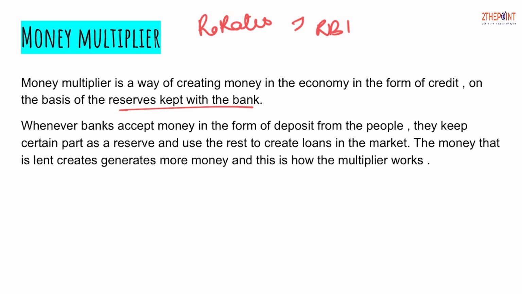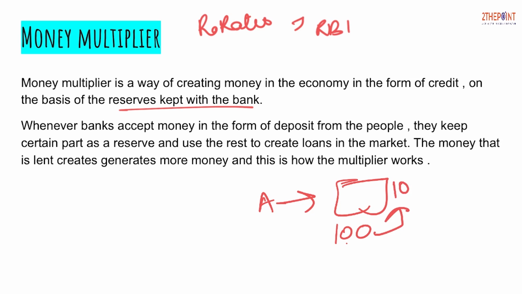For example, let's say this is a bank, and Mr. A comes in, opens a term deposit account and deposits 100 rupees over here. Now out of this 100 rupees, let's assume 10%, so 10% of it will be maintained as reserve with the bank. What is left is 90 rupees. Now this 90 rupees is lent out in the market as a loan. This 90 rupees will again circulate in the market and help in generating more money. So this is what the multiplier explains, how money multiplies itself.